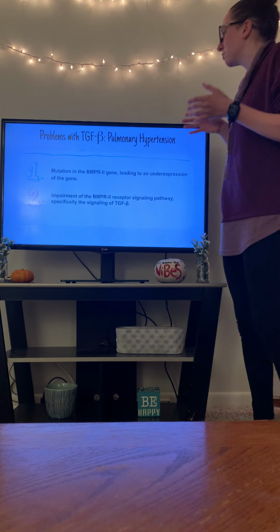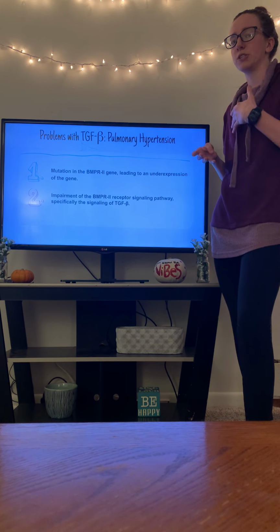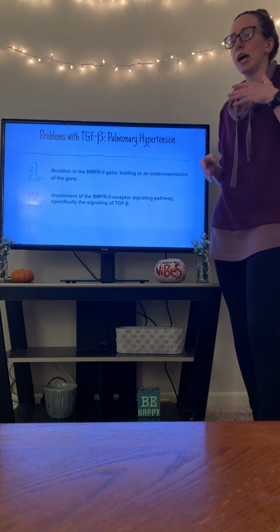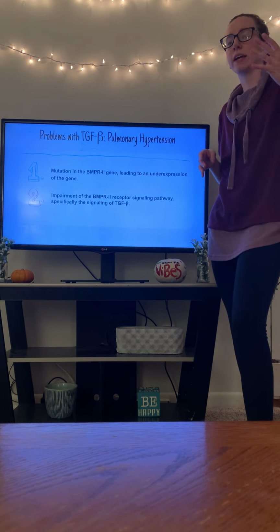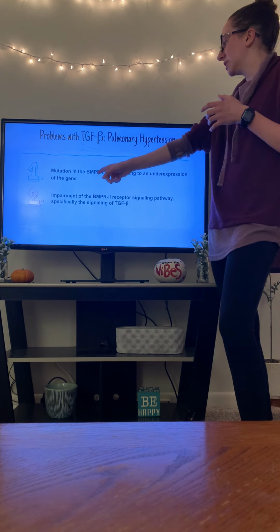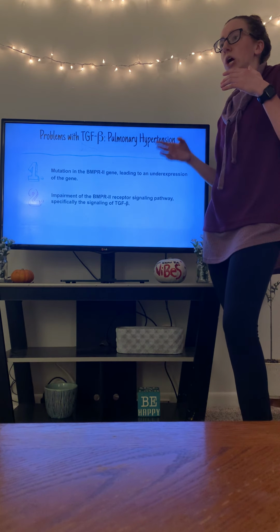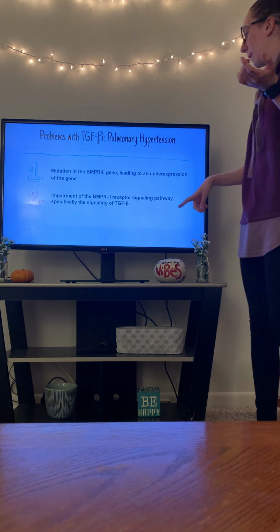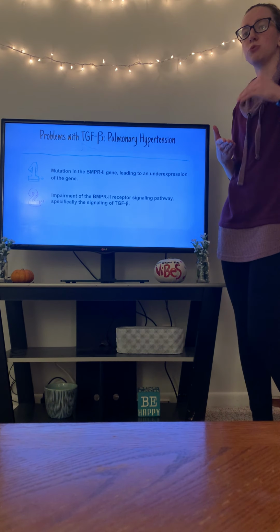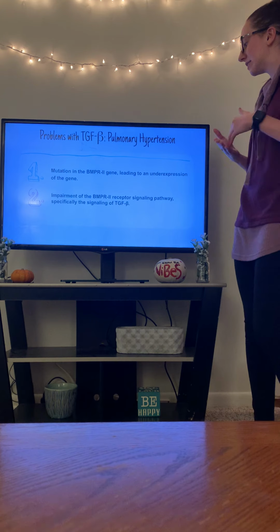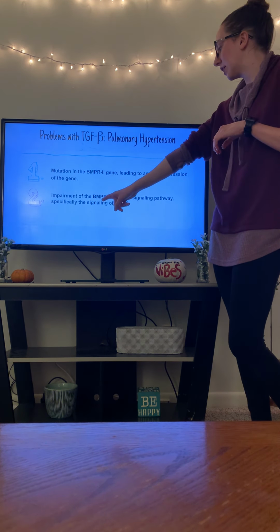So there are some problems associated with TGF-beta. The first big one, which is what I looked at for my research, is pulmonary hypertension. There are two steps that can be genetically linked to pulmonary hypertension. The first step is a mutation in the BMPR2 gene, which, like I said, works with TGF-beta. The mutation leads to an underexpression of the BMPR2 gene, which ultimately leads to an increase in the signaling of TGF-beta.